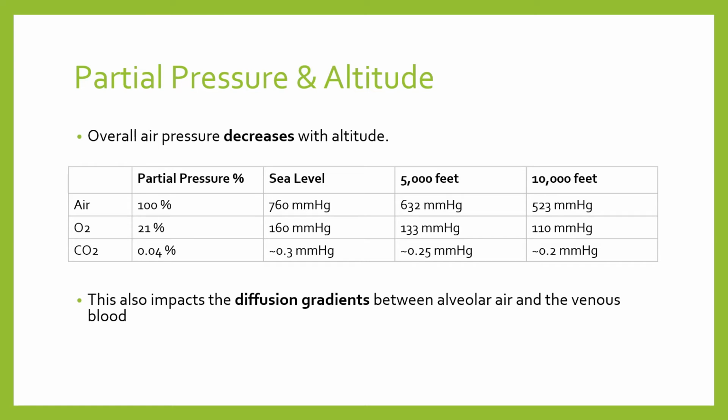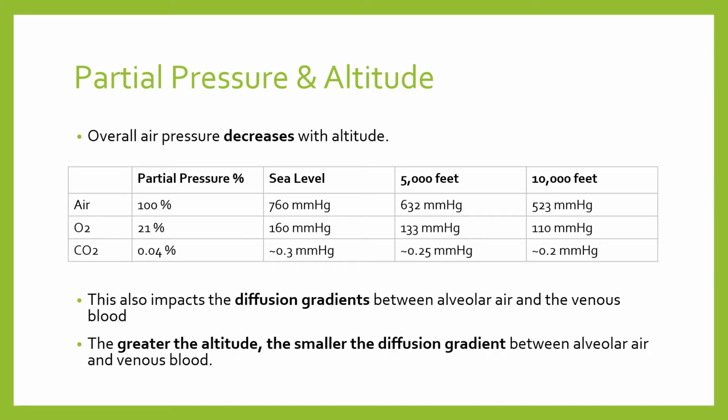So that blood that's arriving at the lungs to pick up oxygen, the difference between the volume of oxygen in the alveoli and the bloodstream is going to be significantly less, because the partial pressure of oxygen of the air that we're breathing in order to transfer that oxygen is already reduced because we're at 10,000 feet. And so the next consequence of this is, the greater the altitude, the smaller the diffusion gradient between the alveolar air and the venous blood.